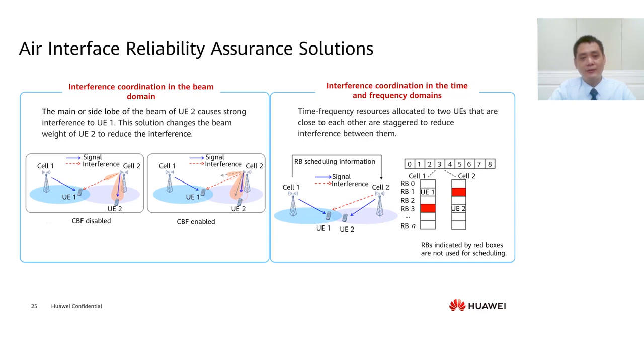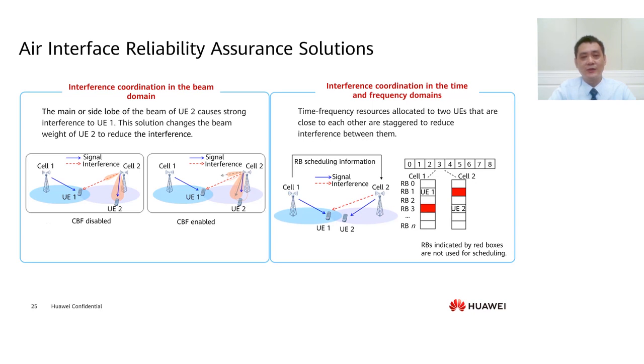CBF coordinates the beam directions of the UEs in intrafrequency neighboring cells, so that the beam directions of the UEs at or near the cell center are changed to avoid causing interference to CEUs in the neighboring cells, thereby improving spectrum efficiency of CEUs. In this example, the beam direction of UE2 is changed to avoid interference to UE1.